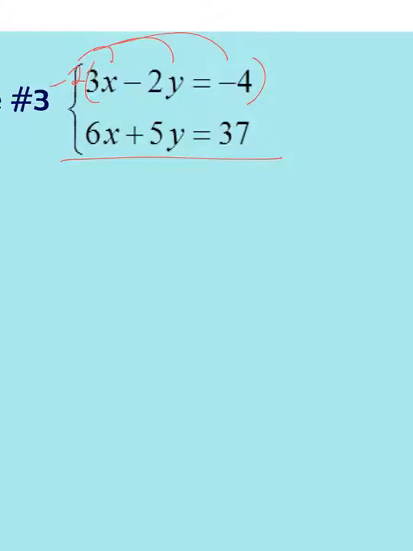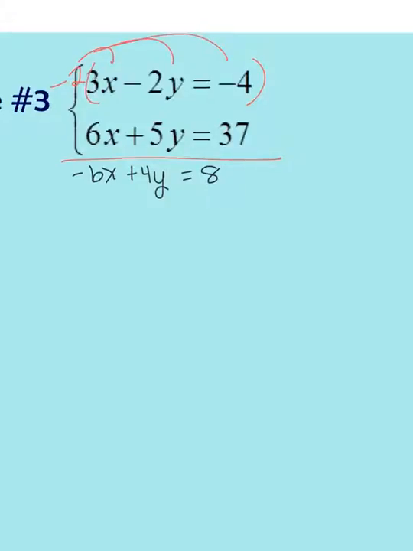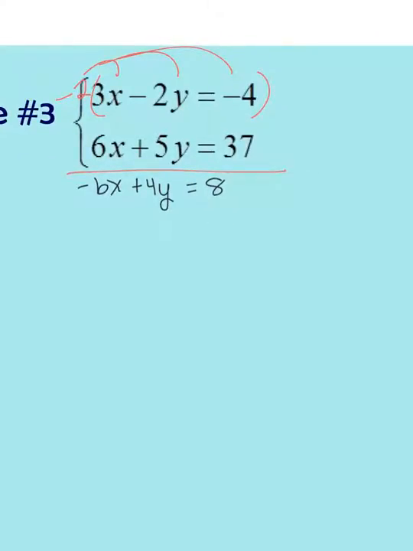So negative 2 times 3x is negative 6x. Negative 2 times negative 2y is a positive 4y, equals negative 2 times negative 4, which is a positive 8. Bring down the second equation. You didn't touch it. So now your x's cancel. You get 9y is equal to 45.